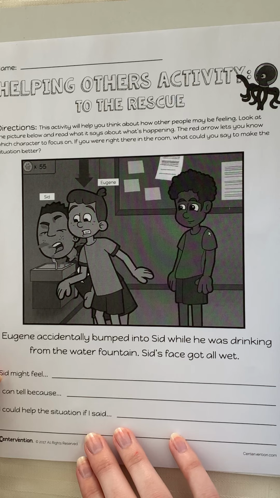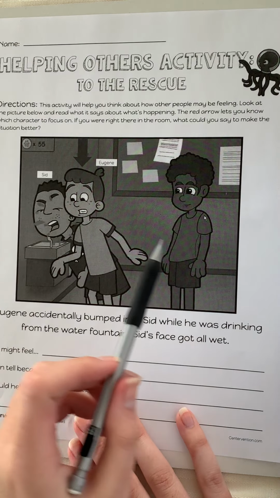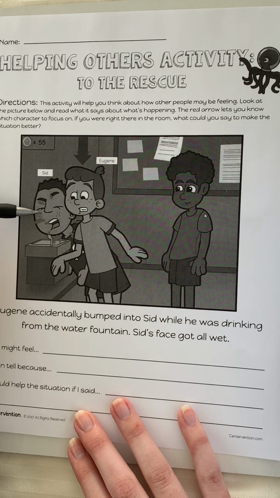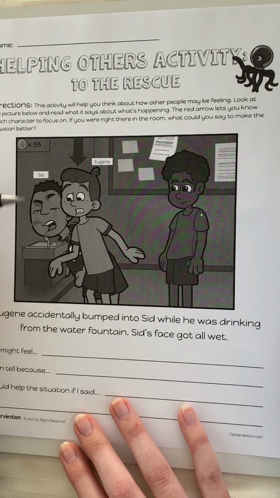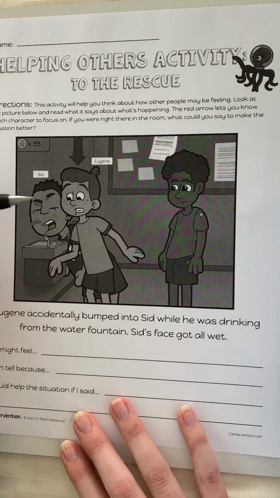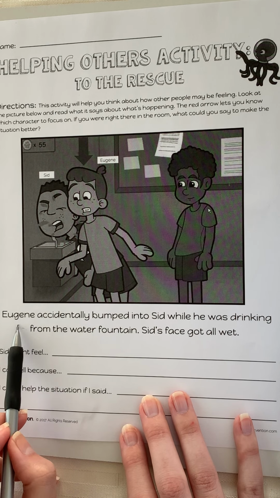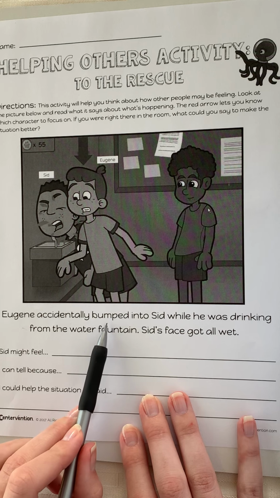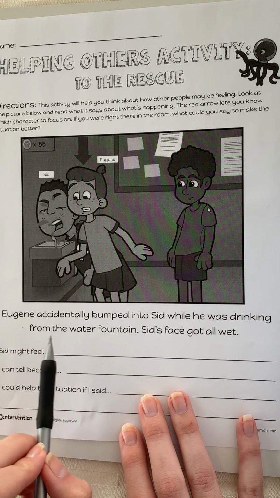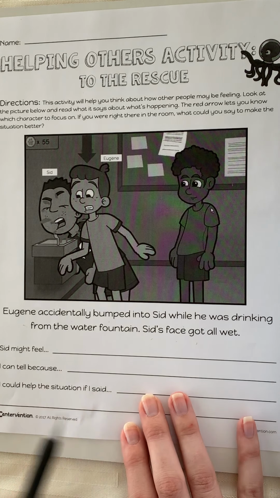Our new situation, this is the picture. So in looking at the picture, here is Sid. So Sid is drinking out of a water fountain. And there's Eugene. Eugene is very close to Sid. The caption says, Eugene accidentally bumped into Sid while he was drinking from the water fountain. Sid's face got all wet.